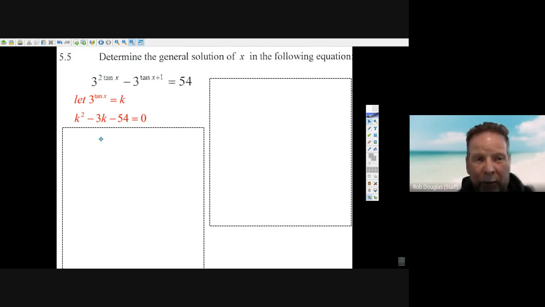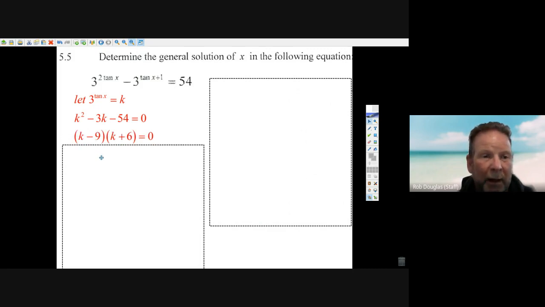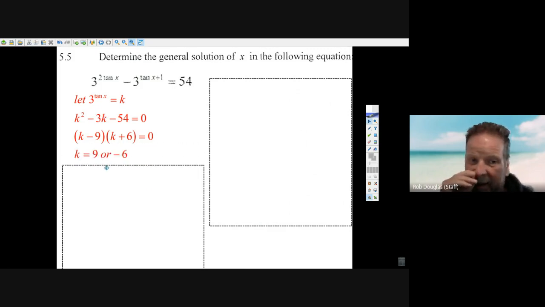If you hate factoring, I guess you could use the quadratic formula, but you don't want to, because you should know that 54 is 9 times 6. Minus 9k plus 6k gives you the minus 3k. Well, then k equals 9 or minus 6. Hey, that's almost on your road to the answer. We're trying to get to the general solution.